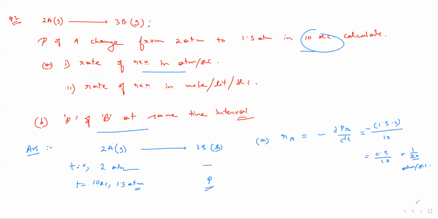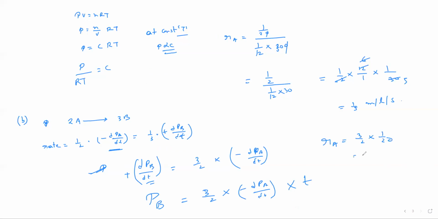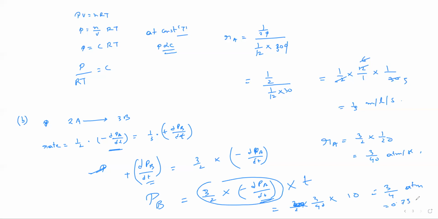1 by 20 is this one, pressure. So can I write 3 by 40 ATM per second? This, minus dPA by dt, is nothing but the rate of A. So just put the value 3 by 40 into time, which is 10 seconds. So 3 by 4 ATM, which means 0.75 ATM.